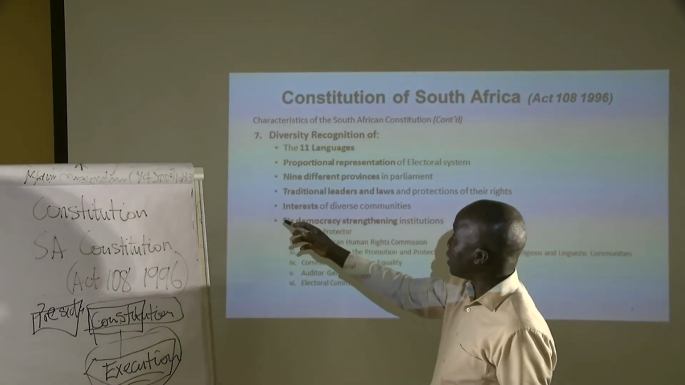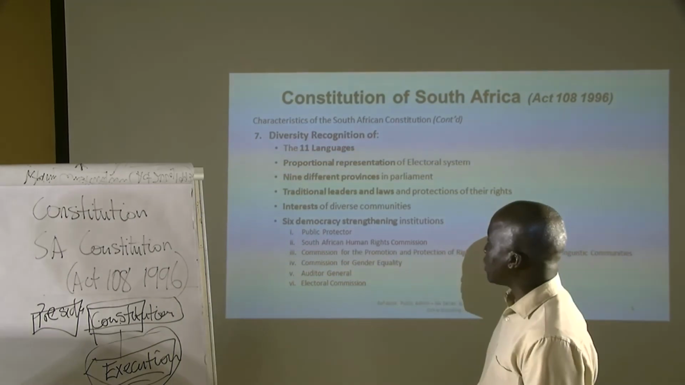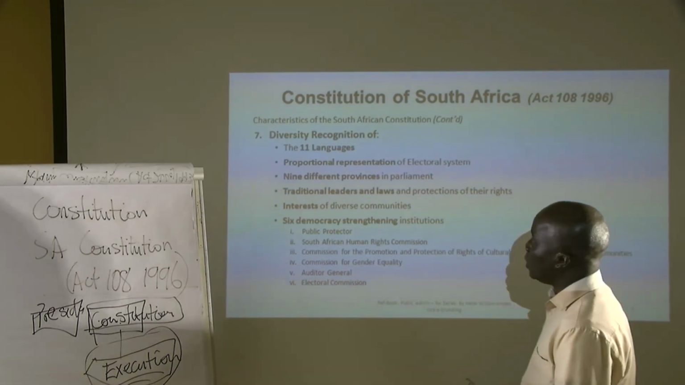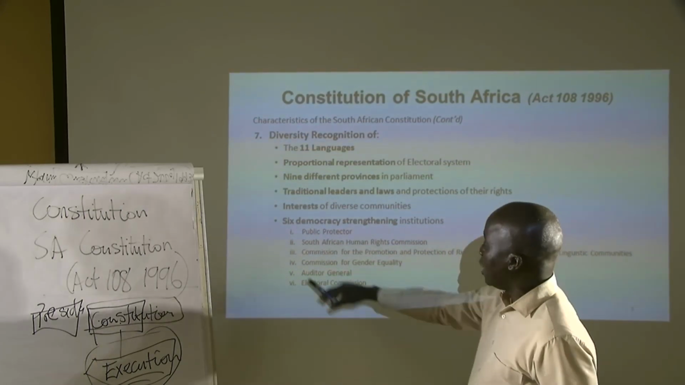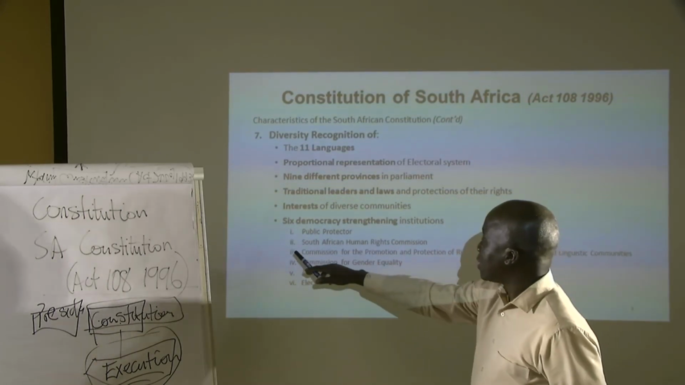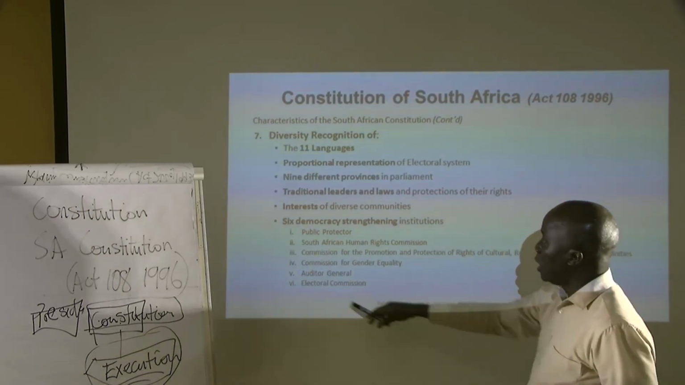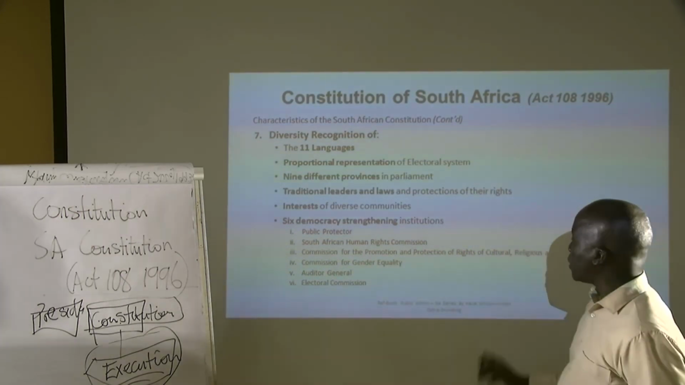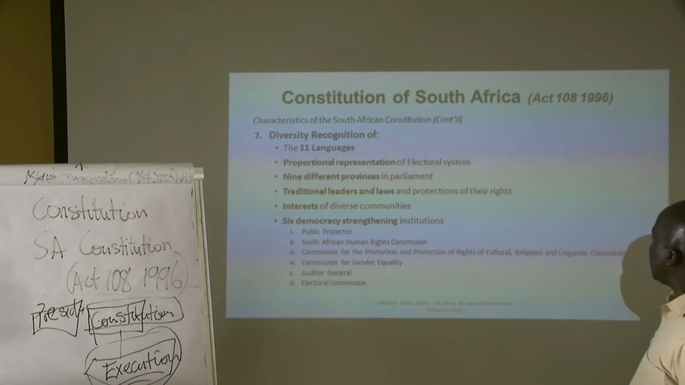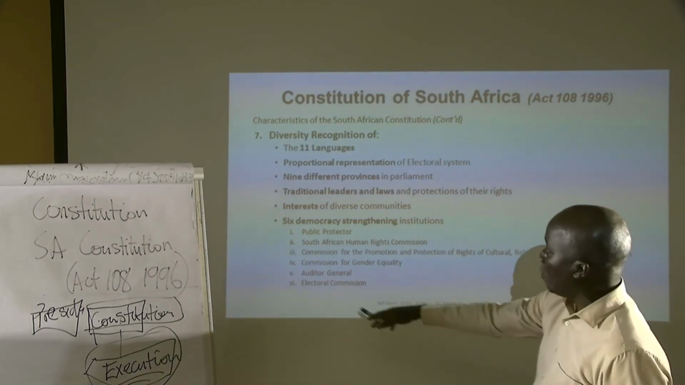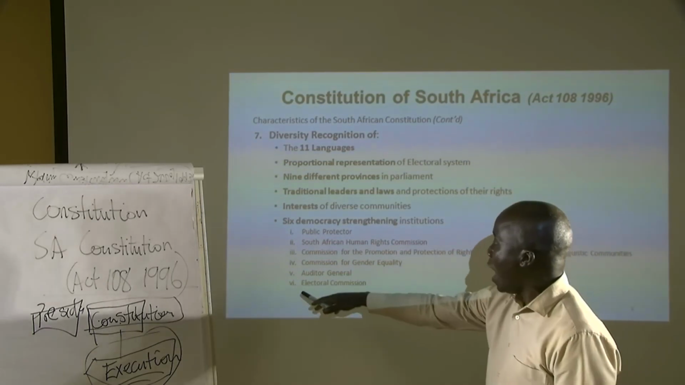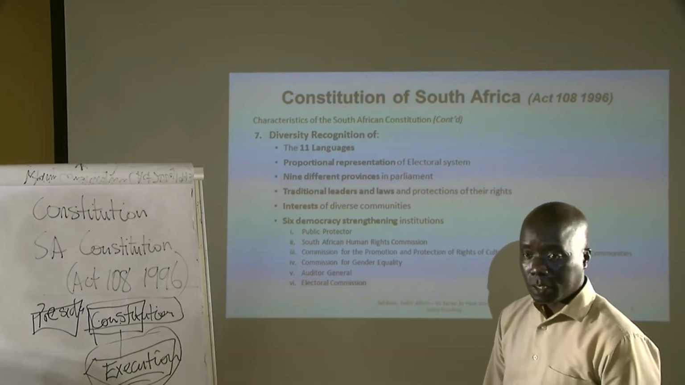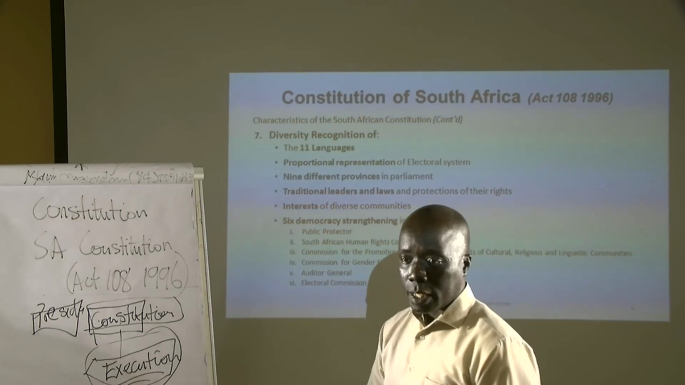It has provisions about the traditional leaders as part of the diversity, interests of diverse communities, and the 6 democracy strengthening institutions like the Public Protector, the South African Human Rights Commission, the Commission for the Promotion and Protection of the Rights of Cultural, Religious and Linguistic Communities, the Commission for Gender Equality, the Auditor General, and the Electoral Commission.